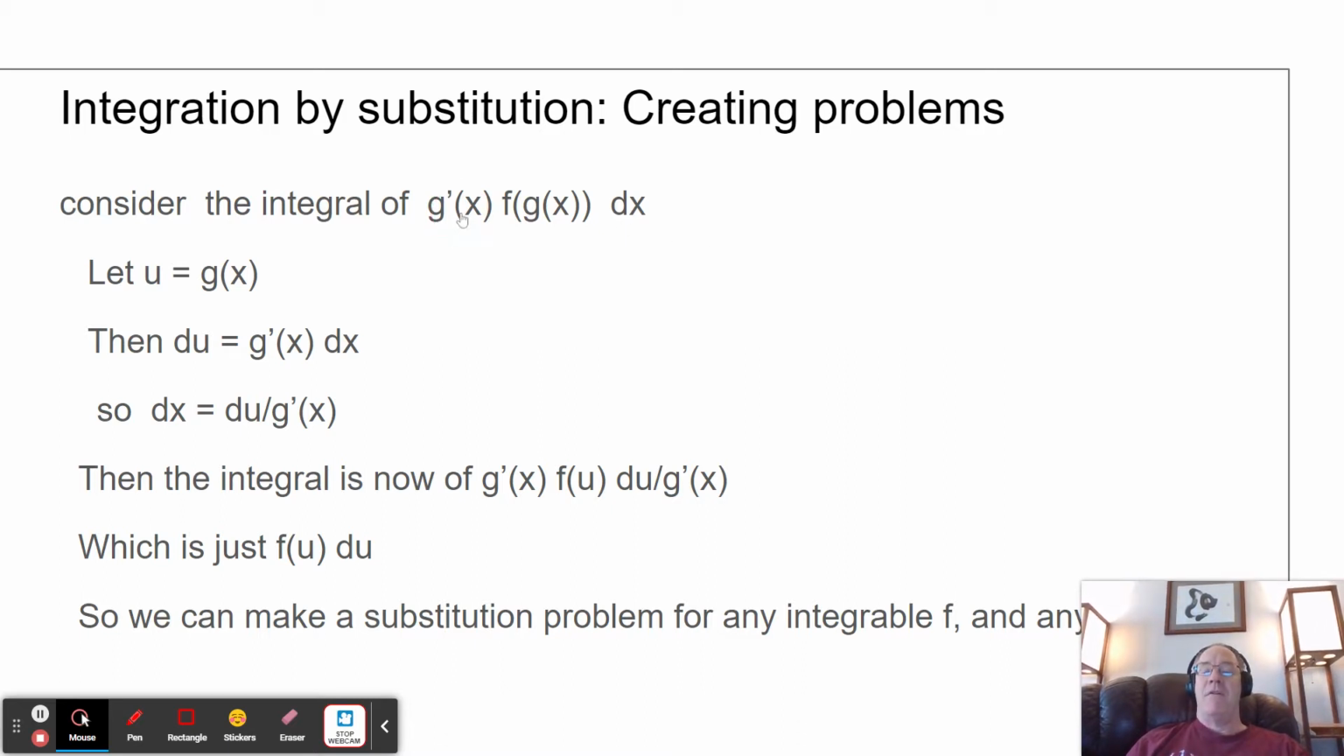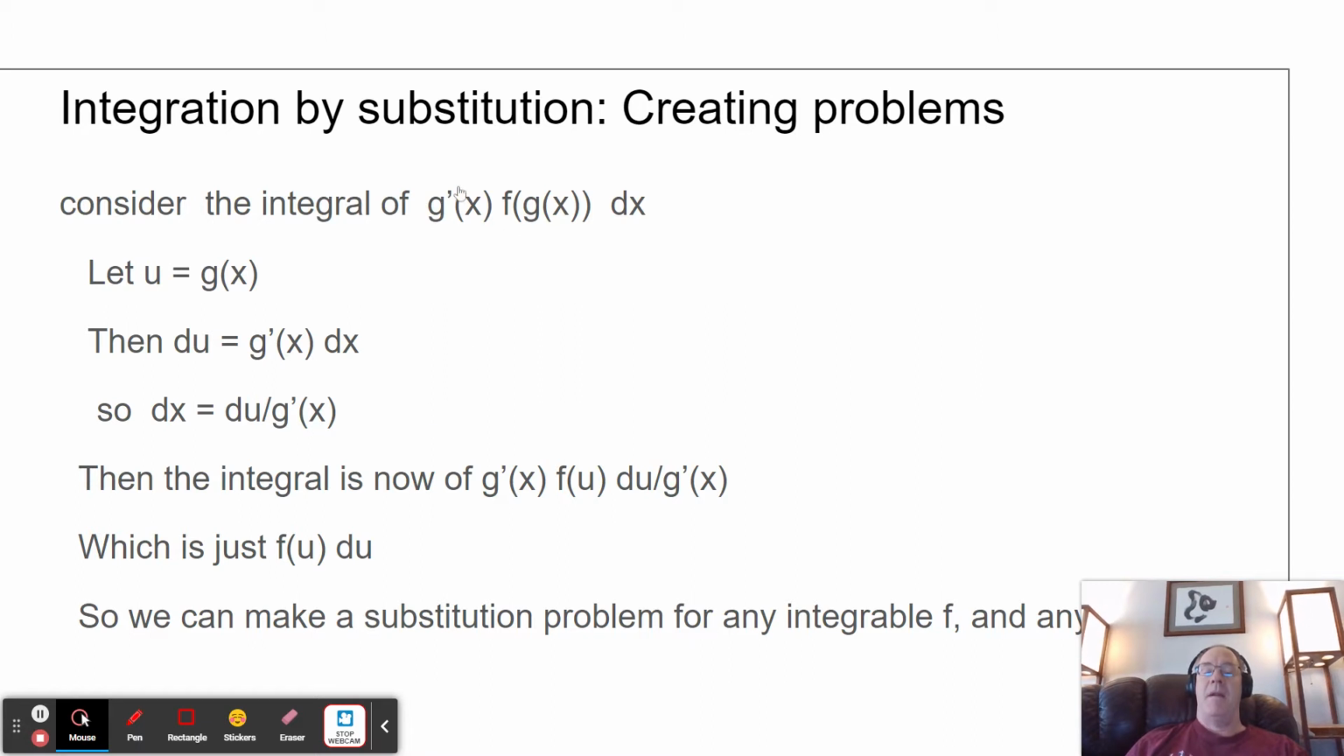So if we have the integral of g prime of x times f of g of x dx, that is, say, the derivative of g of x times the composition of f with g of x dx. So we're going to integrate that. If we do the substitution that u equals g of x, then du is g prime of x dx. And so dx is du divided by g prime of x.